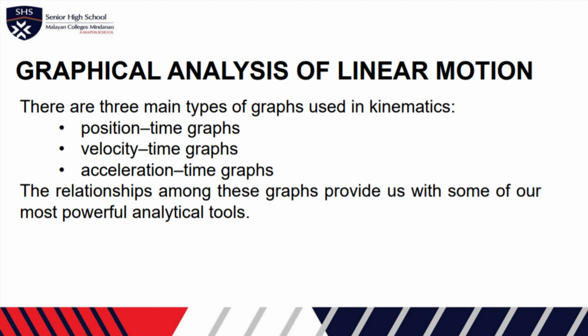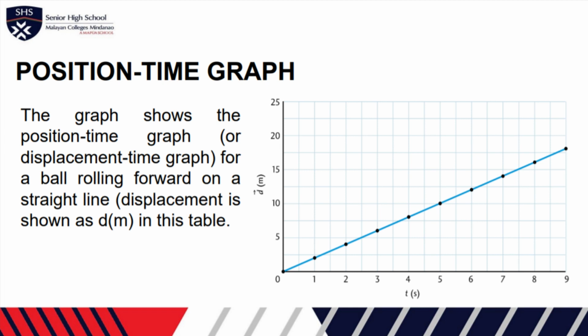Now let's have the first type of graph used in kinematics, the position time graph. The graph shows the position time graph, also called the displacement time graph. For a ball rolling forward on a straight line, displacement is shown as d, with a unit of m, in this table. As you can see, as time passes from 0 to 1 to 2 to 3 and so on, what happens to its displacement?